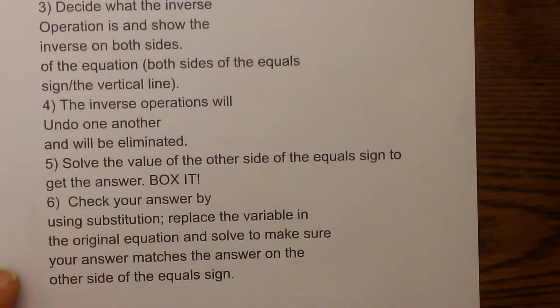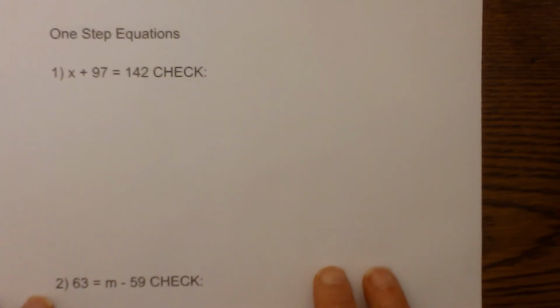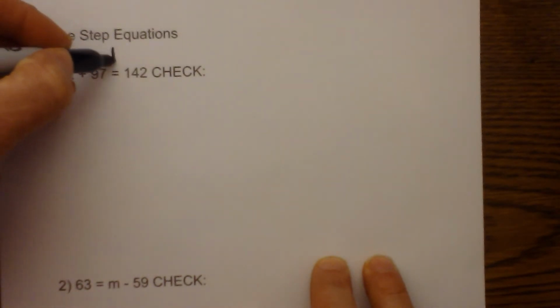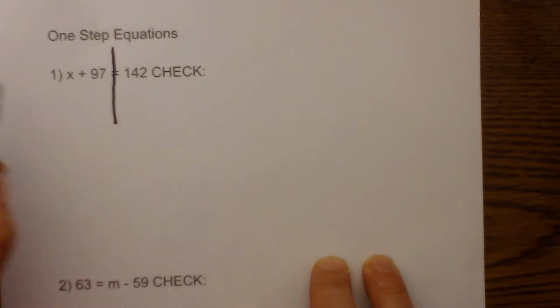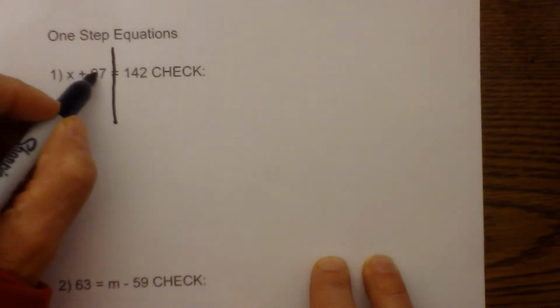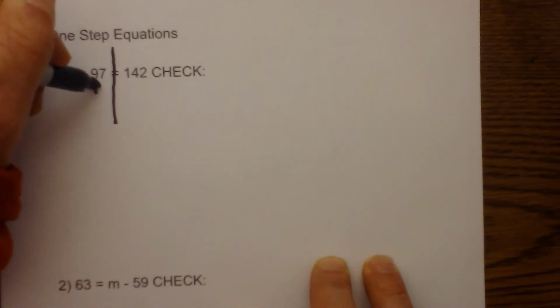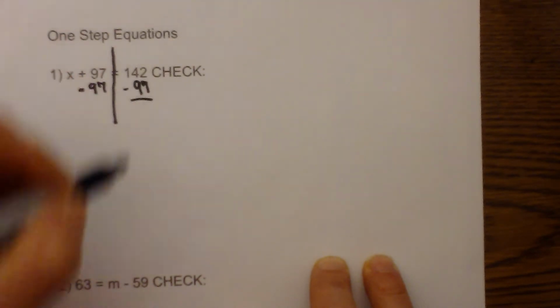You'll replace the variable in the original equation and solve. So let's work a couple examples and follow these steps, okay? The first one-step equation I'd like to solve is x plus 97 equals 142. So what I'm going to do is draw a line down the middle, okay? The operation is addition, so it's plus 97. So I'm going to do the inverse, which would be minus 97. So I'm going to subtract 97 from both sides, okay?